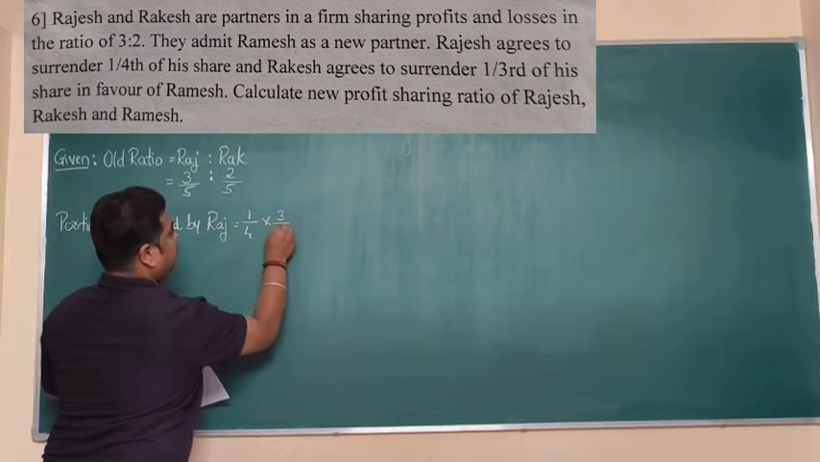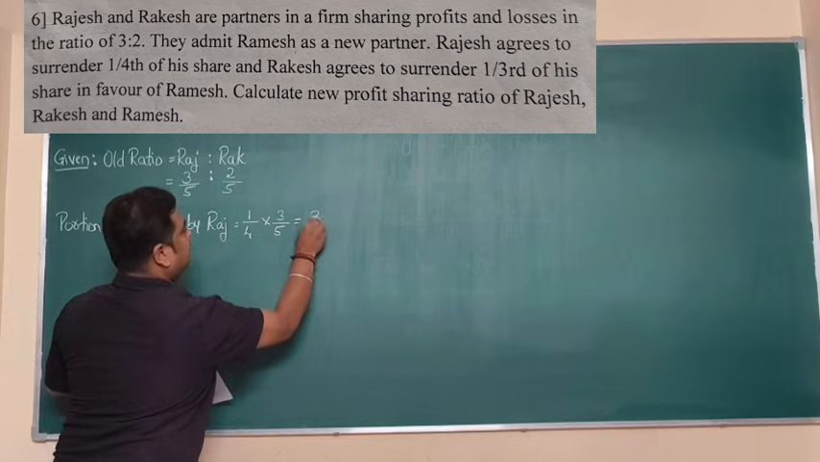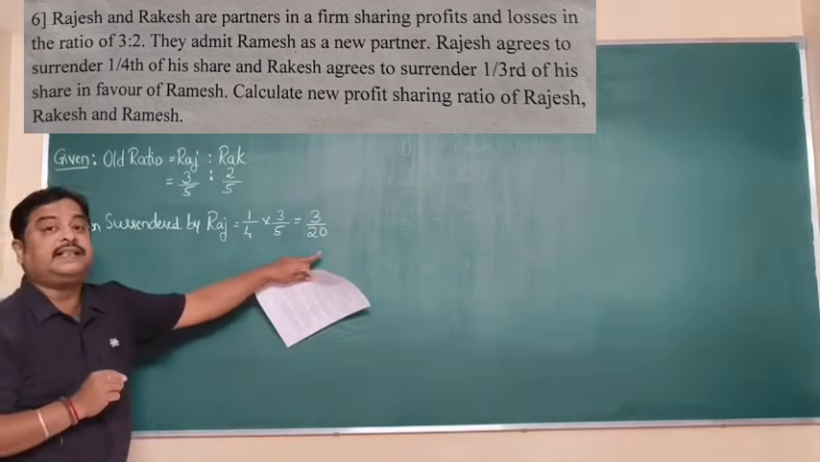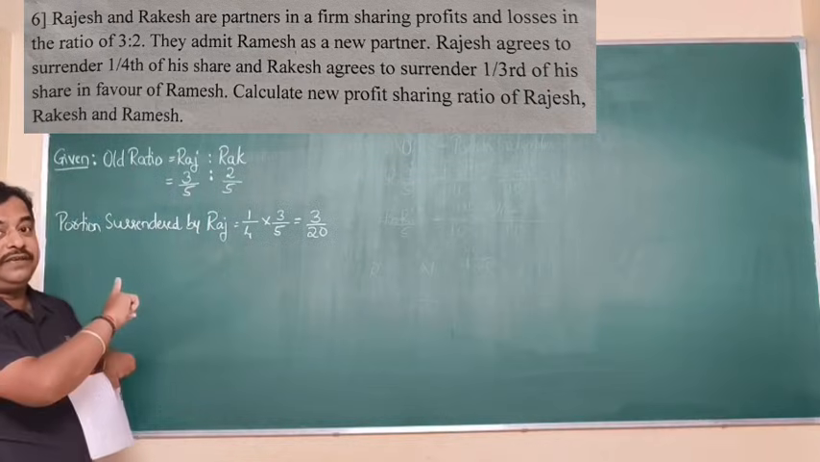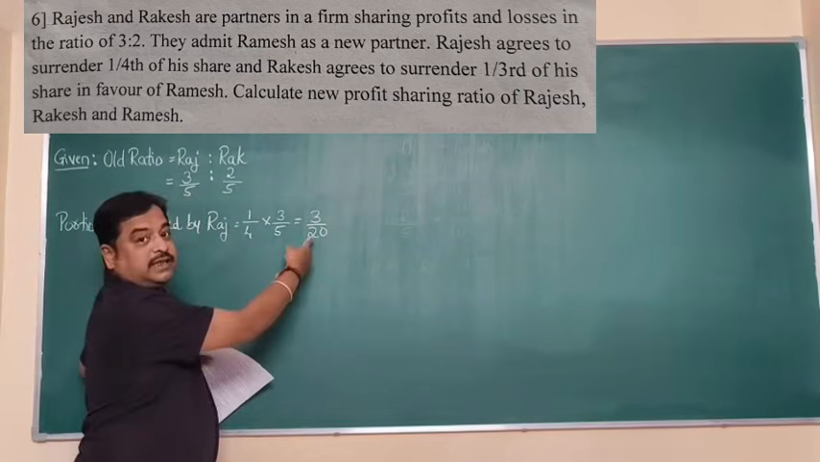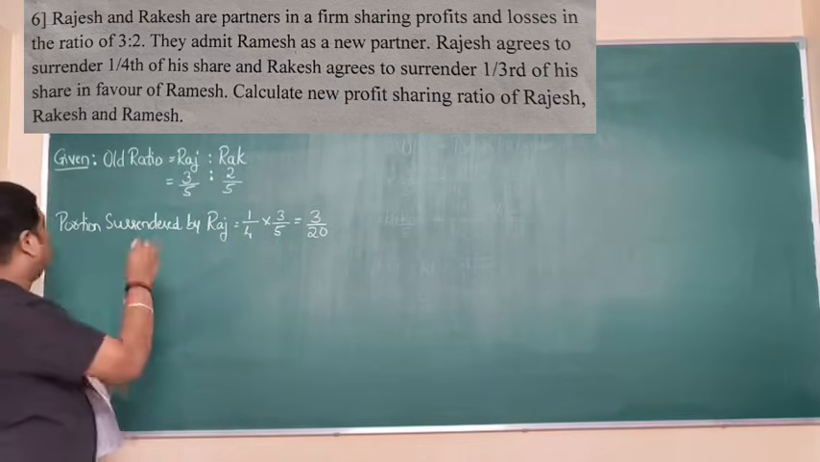3 by 5. So, 3 1s are 3, 4 5s are 20. So, how much is Rajesh surrendering? 3 by 20. Directly in the previous problem, the Vani and Rani problem, they directly gave you how much they surrendered, but here you are finding it out.